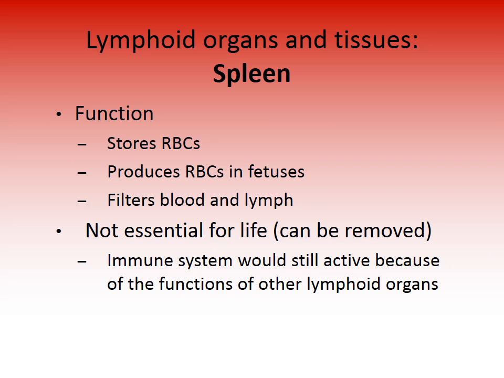The spleen stores red blood cells. It produces red blood cells for the fetus. Remember, because the bone marrow doesn't produce red blood cells for a fetus, it's the spleen that does that. And it also filters blood and lymph. It is not essential for life, so it can be removed when we do a splenectomy, right? We can do that, and it's not essential for life. The immune system would still be active because there are other lymphoid organs that'll do the job just fine. It's not necessary to have the spleen there.